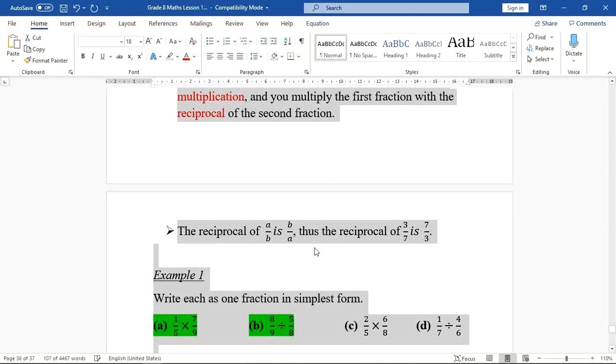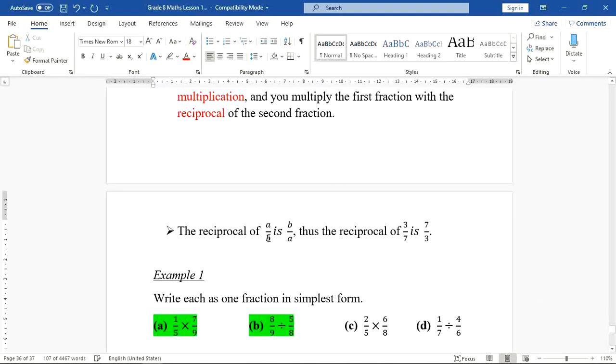Nice. So the reciprocal of A over B is B over A. So a reciprocal of a fraction, you just flip. The numerator becomes the denominator and the denominator becomes the numerator. So the reciprocal of 3 over 7 is 7 over 3.